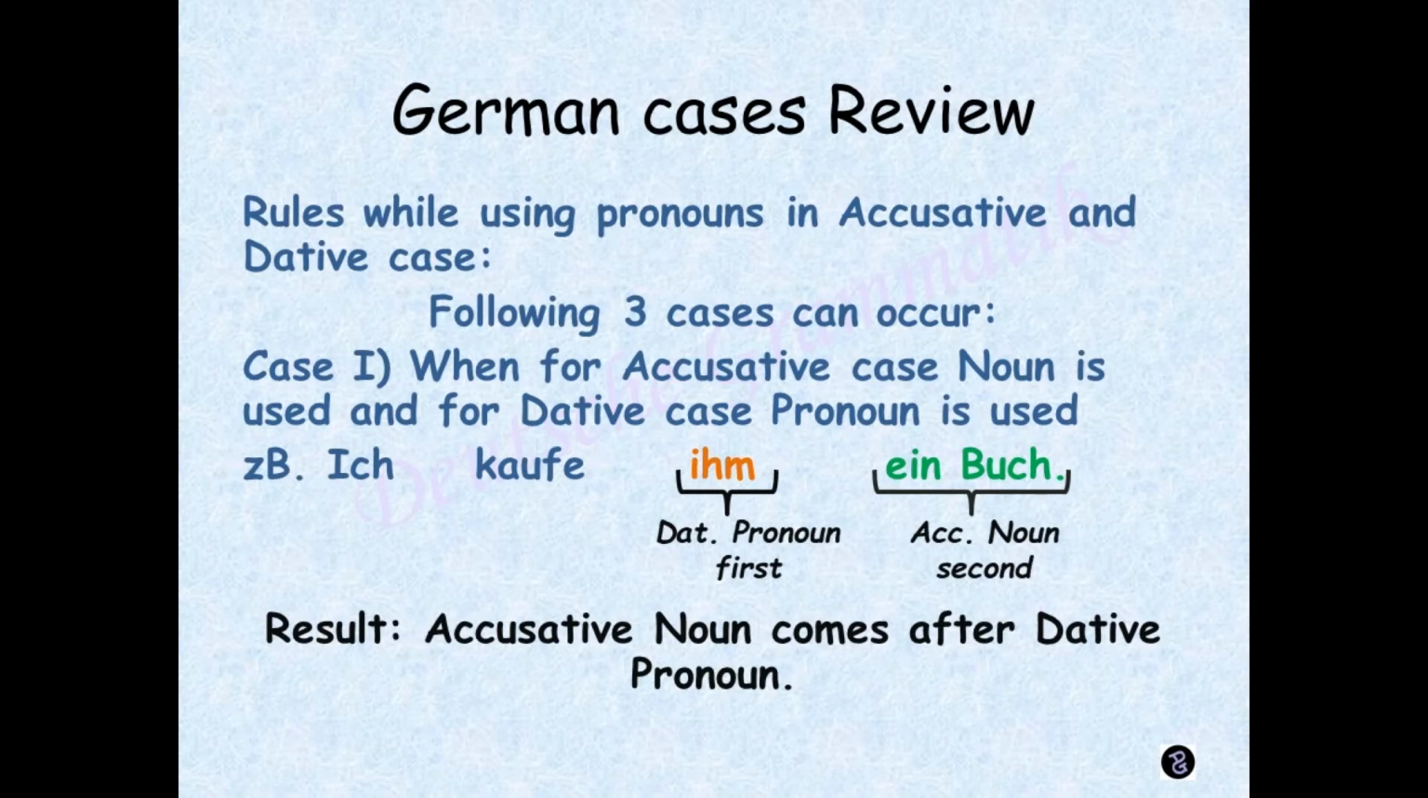First is when for accusative case noun is used and for dative case pronoun is used. For example, ich kaufe ihm ein Buch. Here the result is accusative noun comes after the dative pronoun.